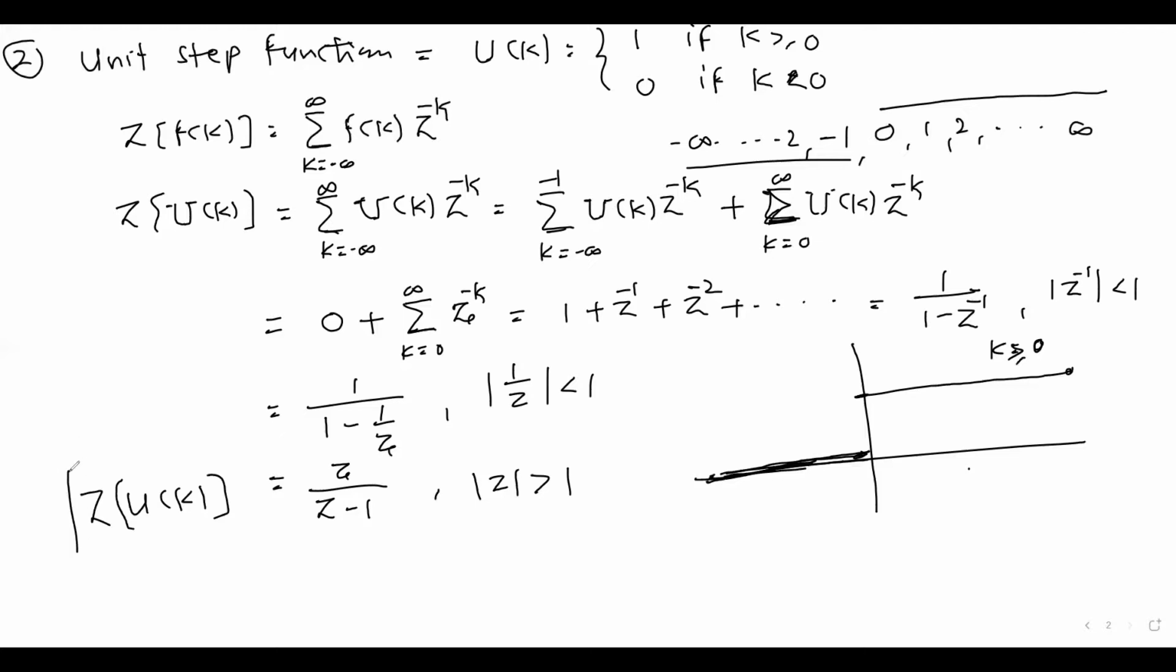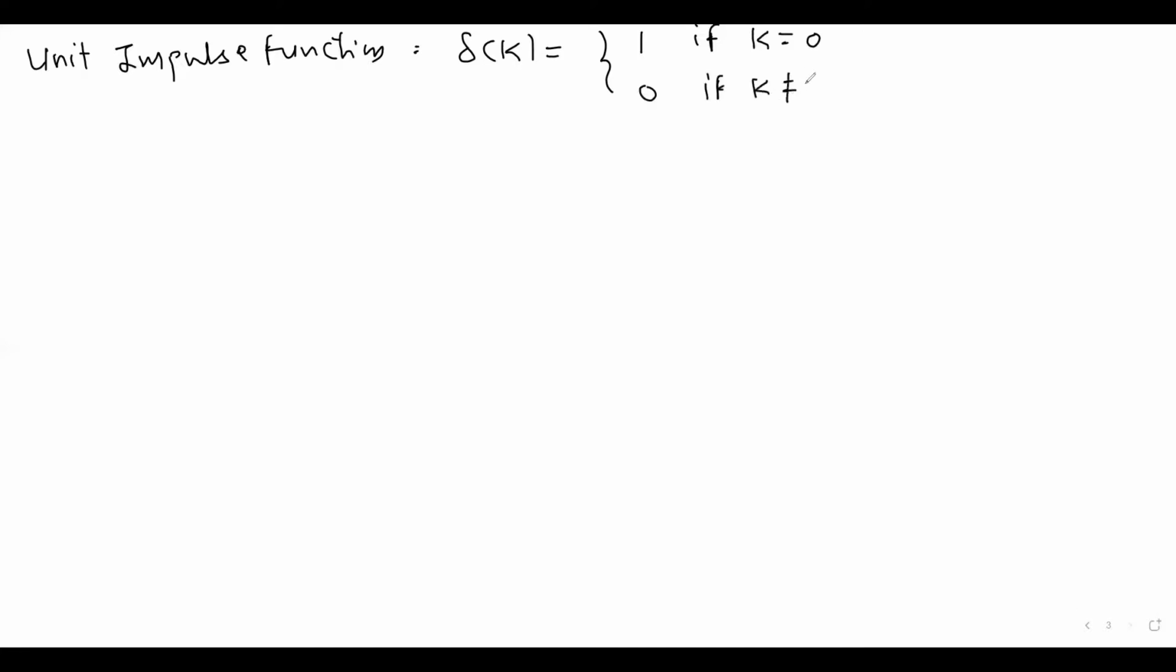Okay, now the next example is the Z transform of the unit impulse function. The unit impulse function is delta of k, equal to 1 if k is equal to 0 and 0 if k is not equal to 0. Okay.